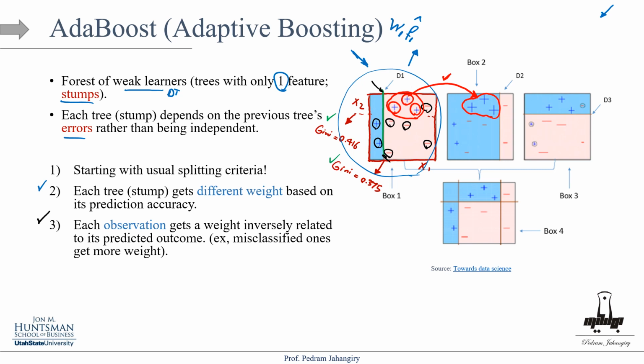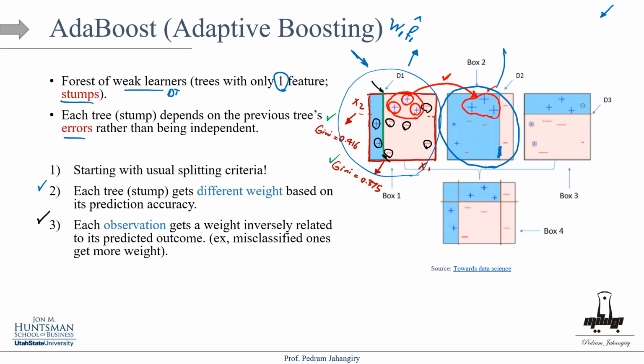So this is how we exaggerate these observations in the new tree. In tree number 2, we're going to have more of these observations. Okay, so this is how we exaggerate them. Then we're going to construct the second tree. It's going to be a stump. And if you look at the second tree, this is going to be the best split, right?